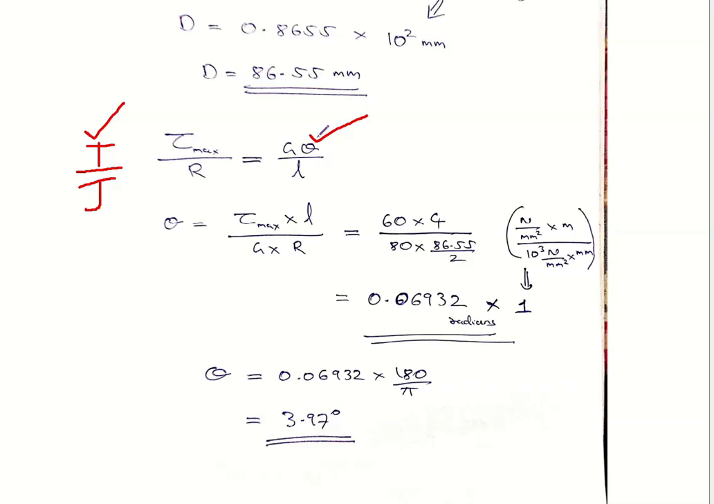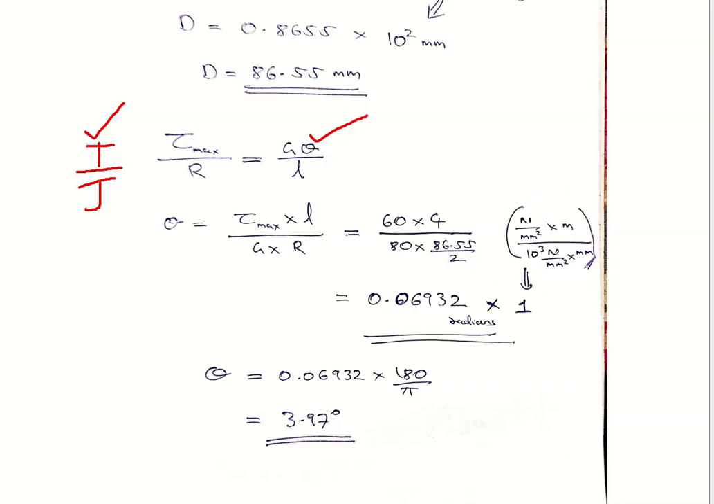Now our objective here is to find theta. Rearranging this equation, theta is tau max into L by G into r. We substitute the values of tau max as 60 given in the question, and length is given as 4 meters, and G is 80 gigapascals. Gigapascals is nothing but 10 raised to 3 megapascals, that is 10 raised to 3 Newton per millimeter square. That is what is written here. Plus r is nothing but the diameter by 2. Diameter we have just found out here, divided by 2.